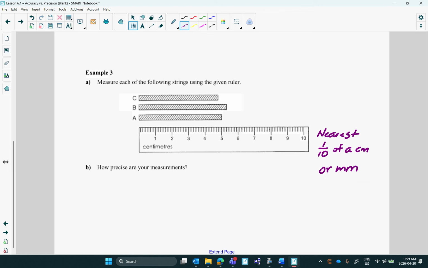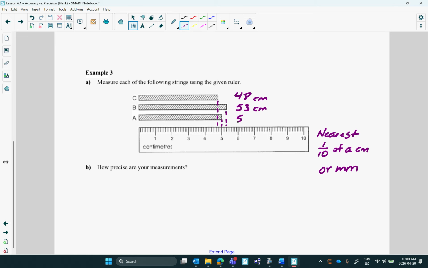So what would C be? We could count the little notches as millimeters. So that means this would be 10, 20, 30, 40. So we're looking at what? 40. We're doing C. 48? Sure. How about B? 53? And this is the A, 51. A, 50 or 51? Oh, I had it wrong.